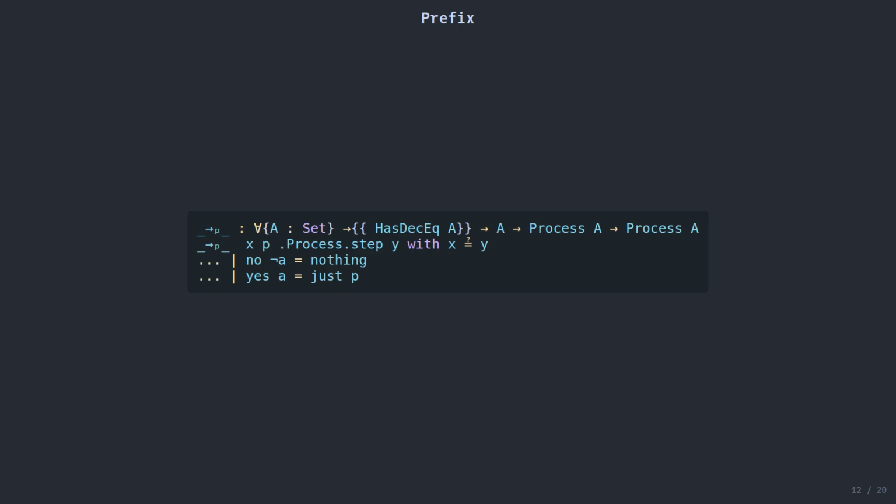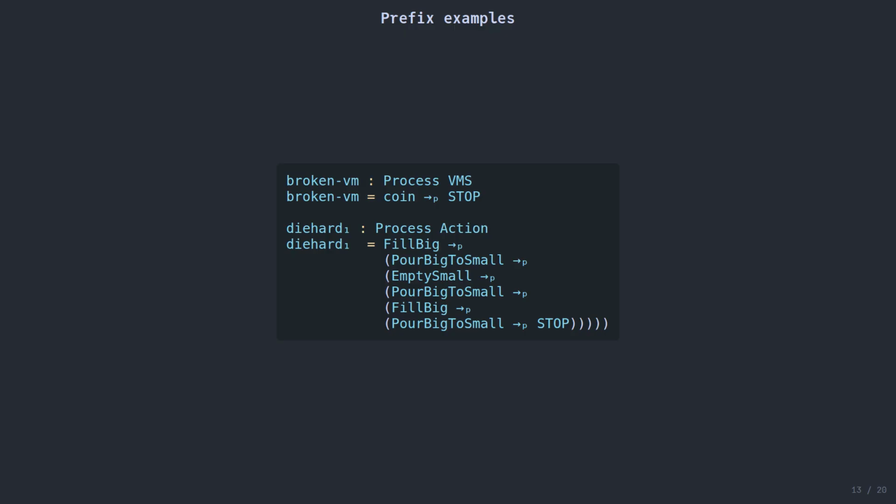We allow the caller to pass the instances of our type class has-dec-eq as a special kind of implicit arguments called instance arguments. We now see two examples built using the prefix operator. The first one is the broken vending machine. It performs a single coin event and then stops. This matches the example X1 described in the book on page 3.